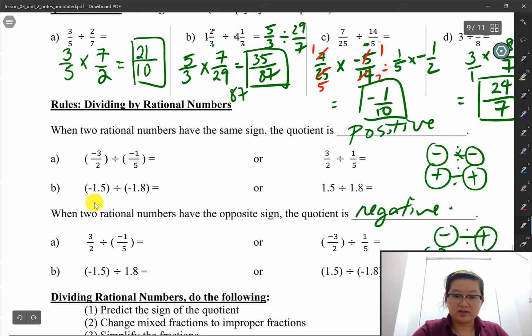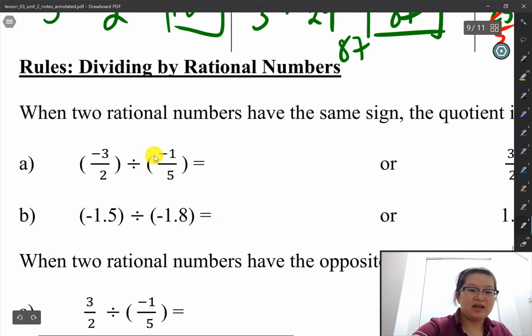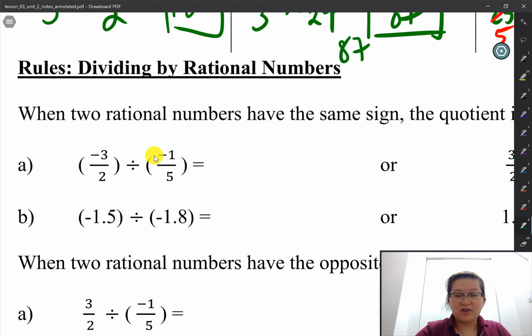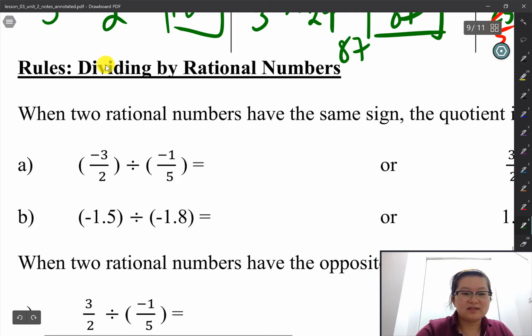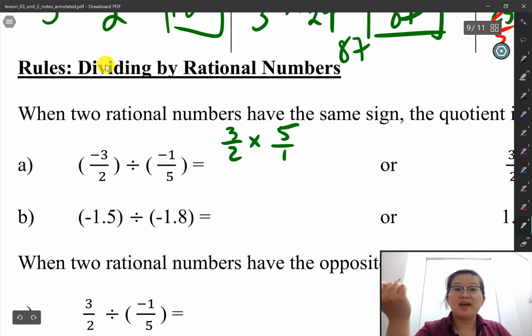Before you do any of the division and multiplication, you can always predict the sign first. For example, for this first question, A, I can predict that my final answer is going to be positive, so I don't need to worry about the negative sign at all. Now to figure out what this is going to look like, this is 3 over 2 multiplied by 5 over 1. And I just drop the negative sign because I know my answer is going to be positive. This is 15 over 2.